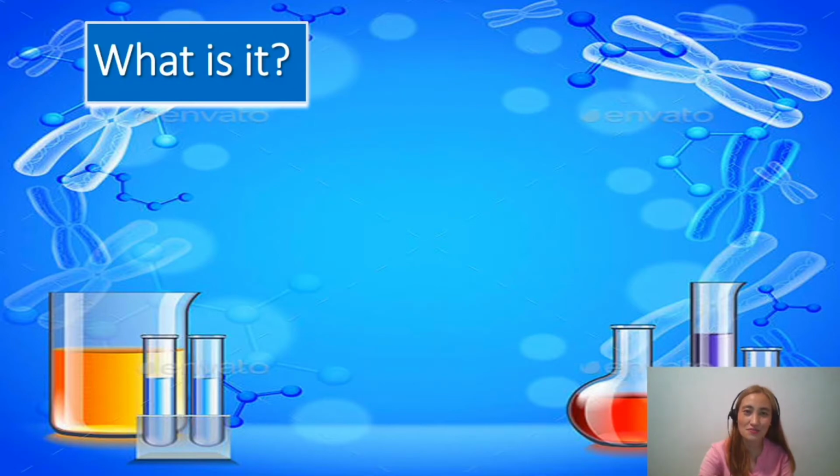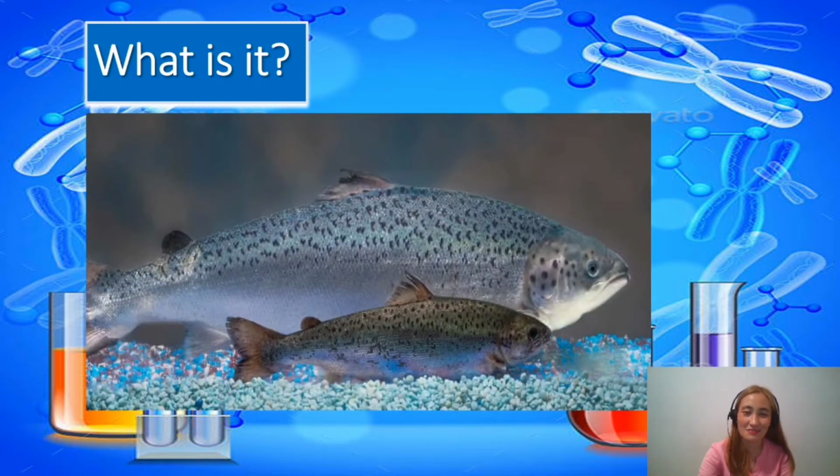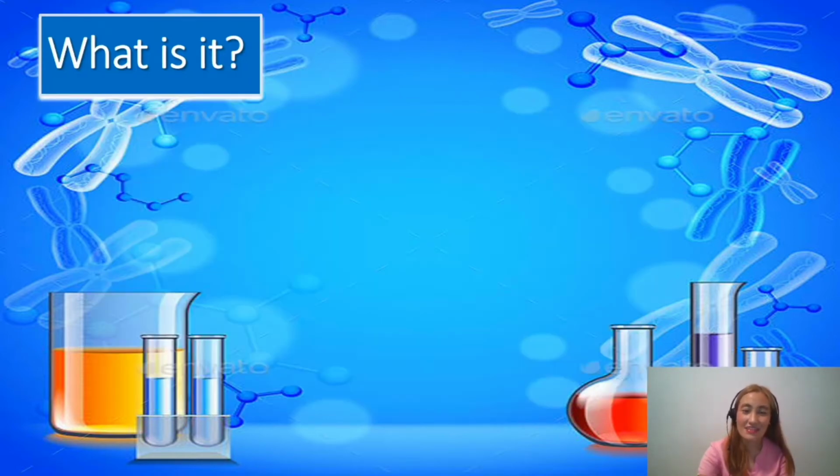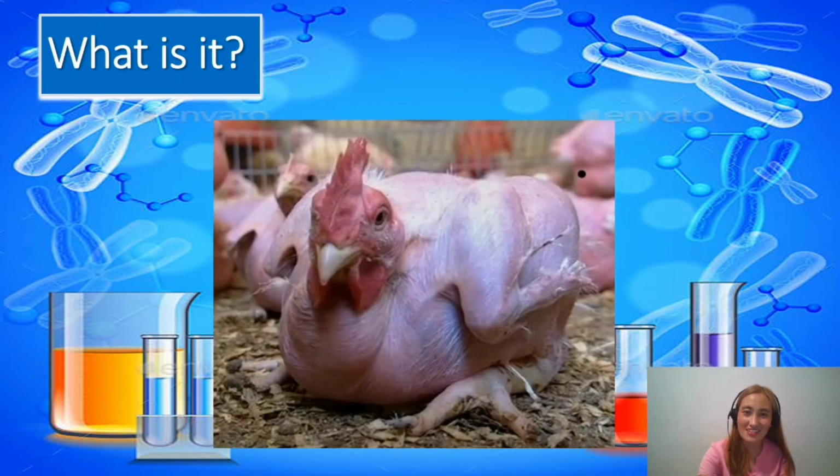Next picture. What is it? Yes, these are fishes. Salmon to be specific. And both have the same age. Next picture. What is it? Yes, it's a hen or a chicken with no feathers.